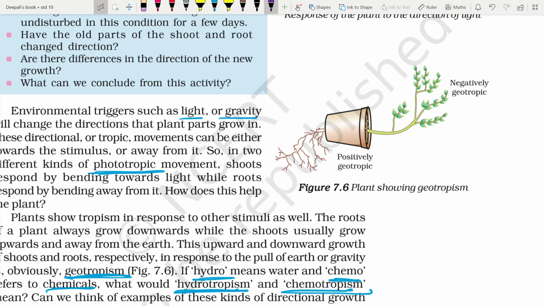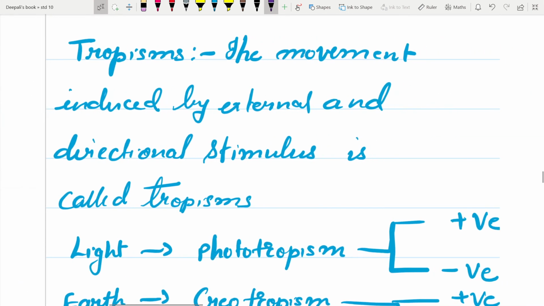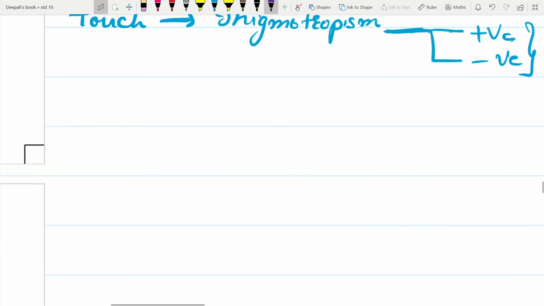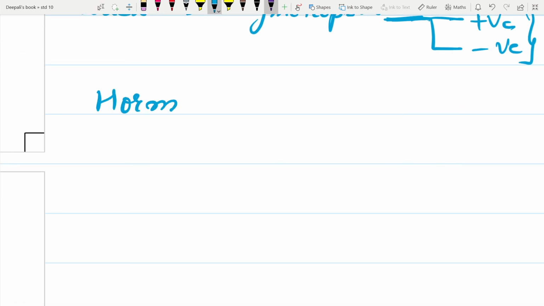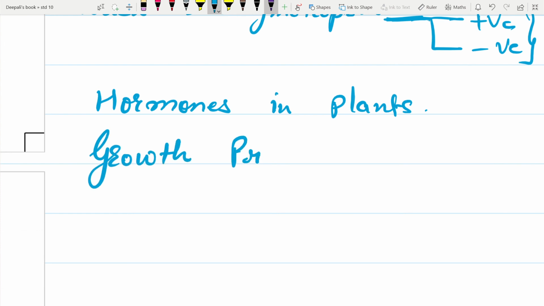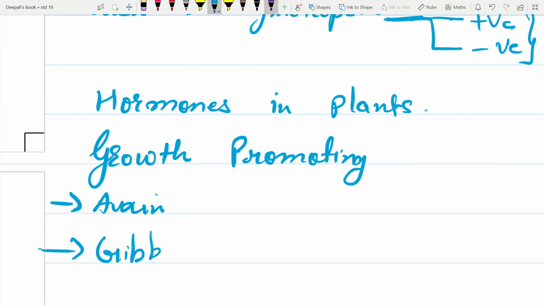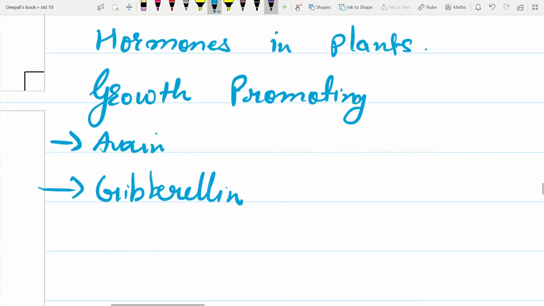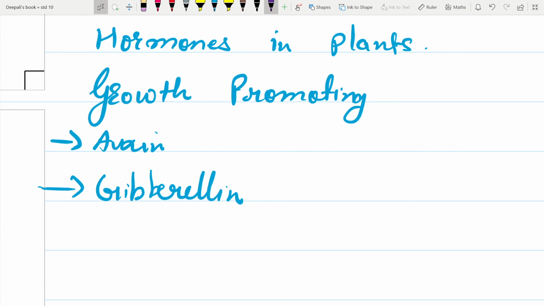For this purpose, the plant has growth promoting hormones like auxin. Which are the different hormones in plants? The growth promoting ones are auxin and gibberellin. Gibberellin helps in growth of the stem. Auxin helps in growth of the shoot tip so that the plant can bend towards light and show phototropism.